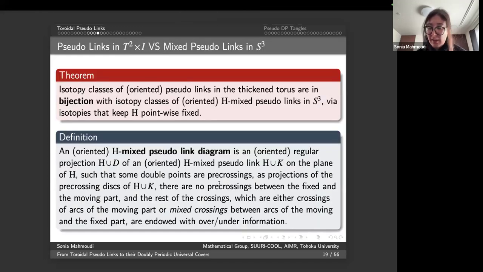Okay, so I will go a little bit fast to not lose so much time here, but basically, as we said, we are able to translate the equivalence relation of pseudolinks in the thickened torus on the level of H mixed pseudolinks in S3. And this goes through defining the diagram of an H mixed pseudo link, which is defined quite basically, as we say, preserving the crossings and the pre-crossings through a projection from R3 to the plane, as we use it naturally in the definition of the link diagram. We are able to define this mixed diagram.